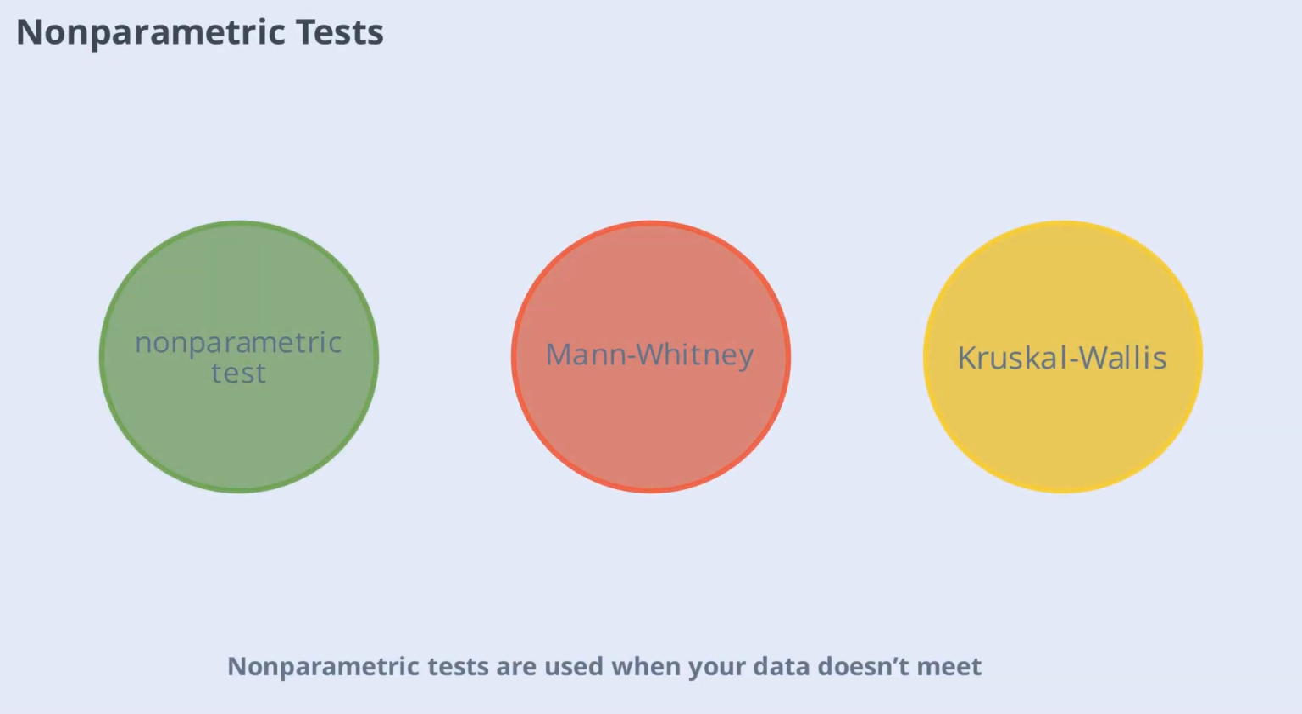Non-parametric tests are used when your data doesn't meet the assumptions required for standard tests like t-tests or ANOVA. Examples include the Mann-Whitney U test and the Kruskal-Wallis test. These tests are more flexible and can handle data that isn't normally distributed or has outliers.